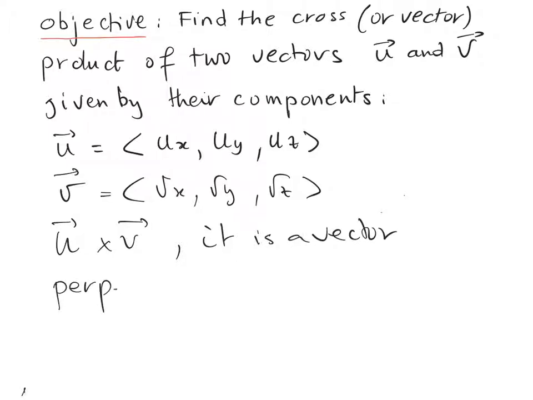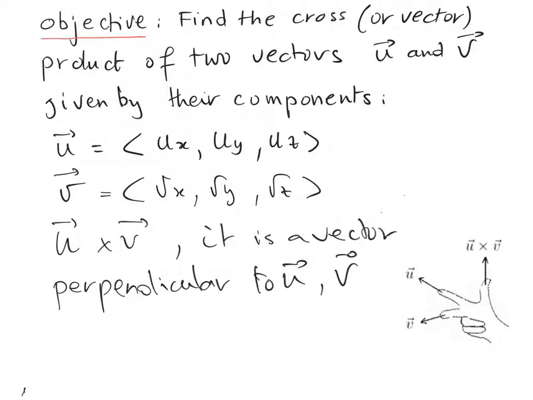perpendicular to both vectors u and v, and whose direction may be determined using the right-hand rule shown here. In this video, we are more interested in finding the cross product u cross v when u and v are given by their components.